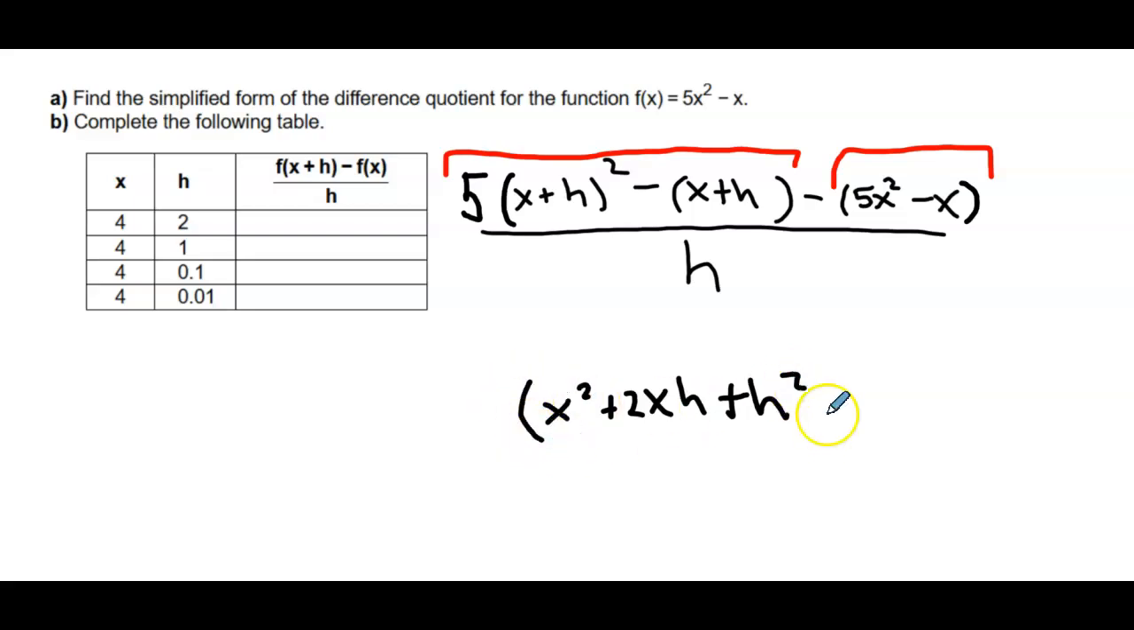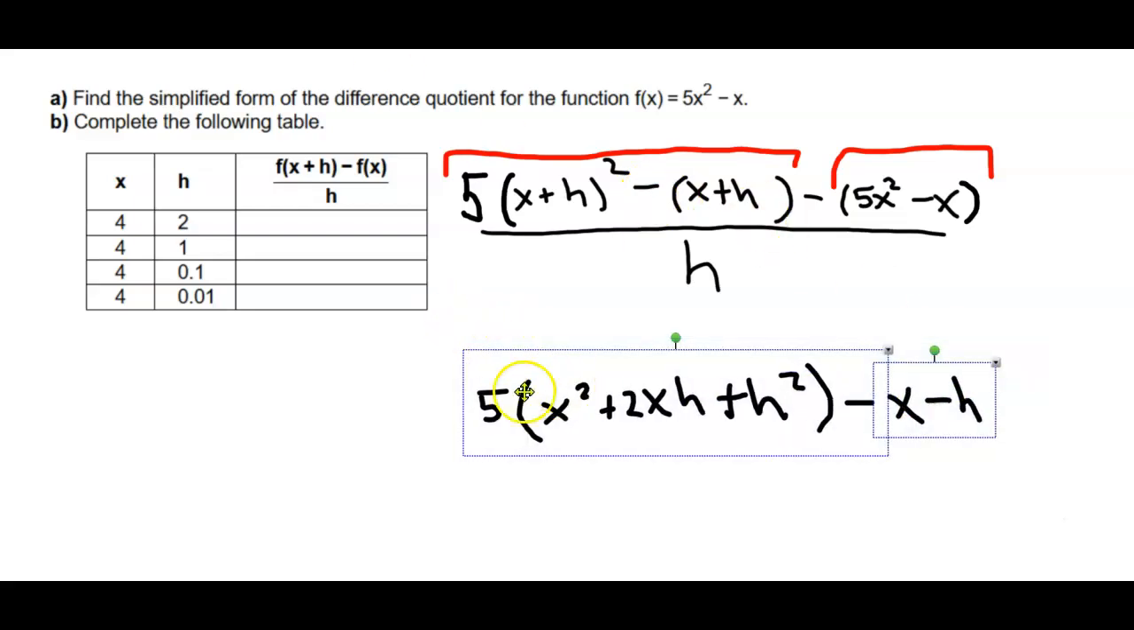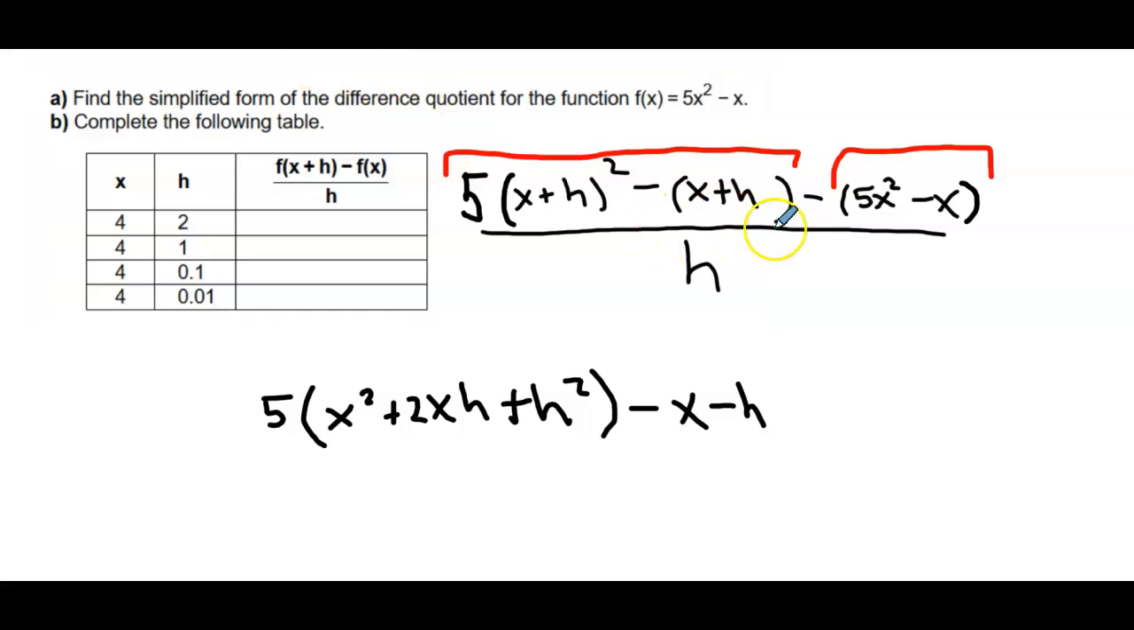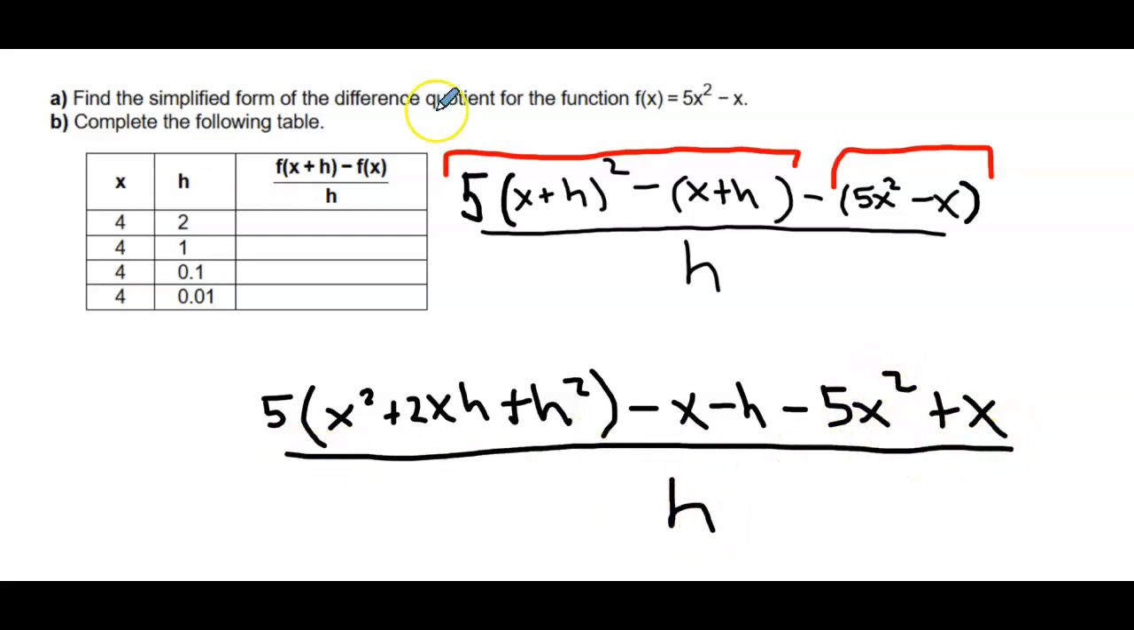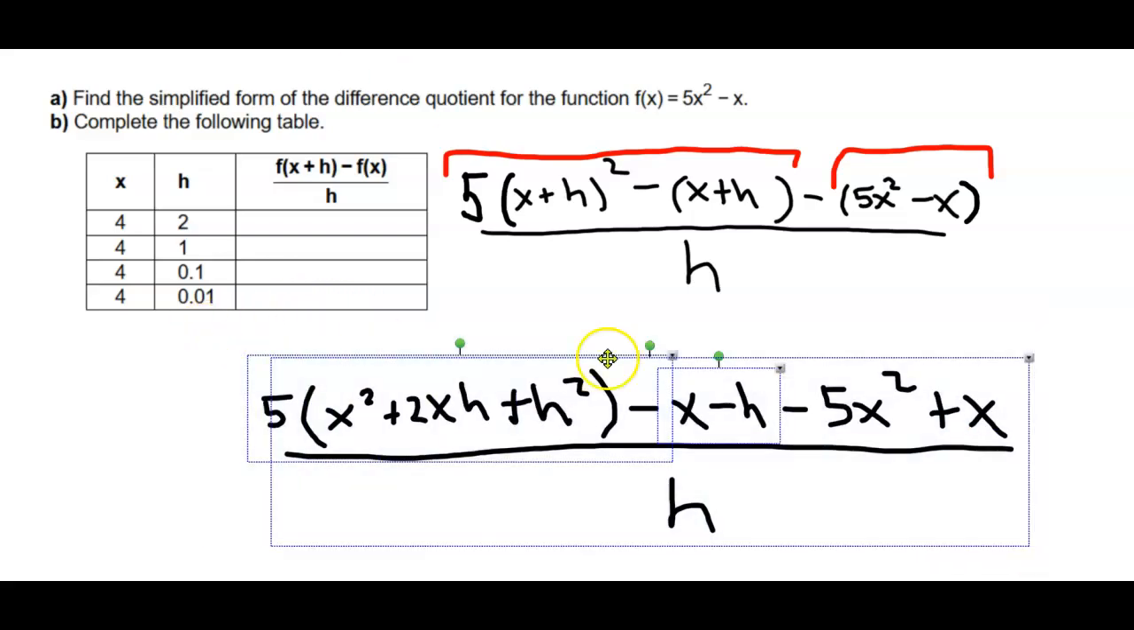And then we got a 5 in front. I'll just leave the 5 out in parentheses for now. Then we're going to subtract this x plus h. So we've got a minus x. This negative distributes to the h as well. So there's the second term taken care of here. And then this last term would just distribute the negative. So negative 5x squared plus x all over h. And we want to simplify this.